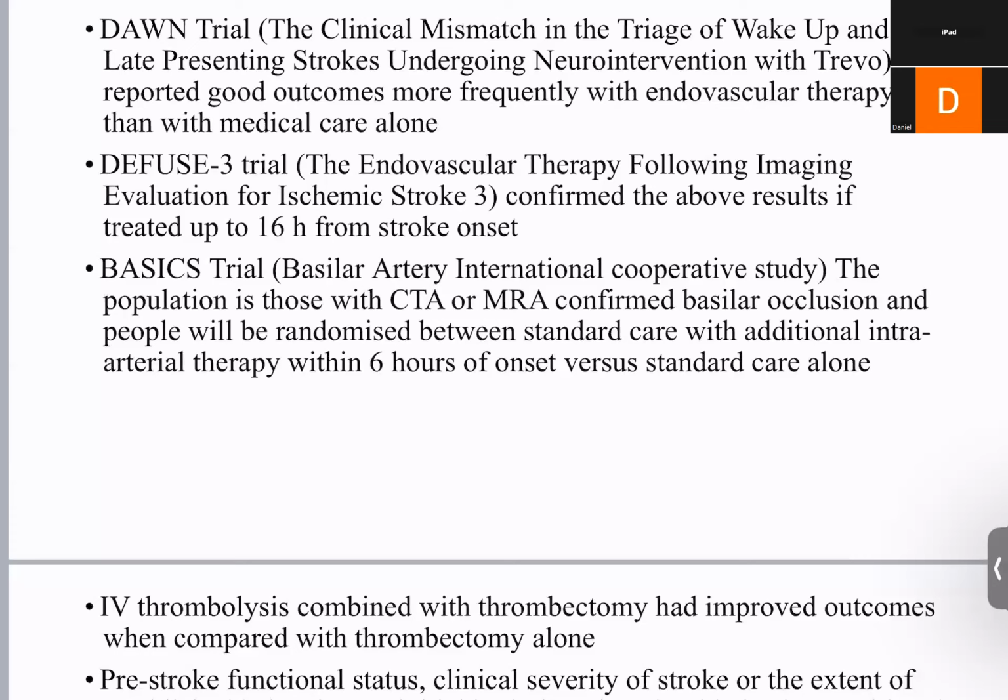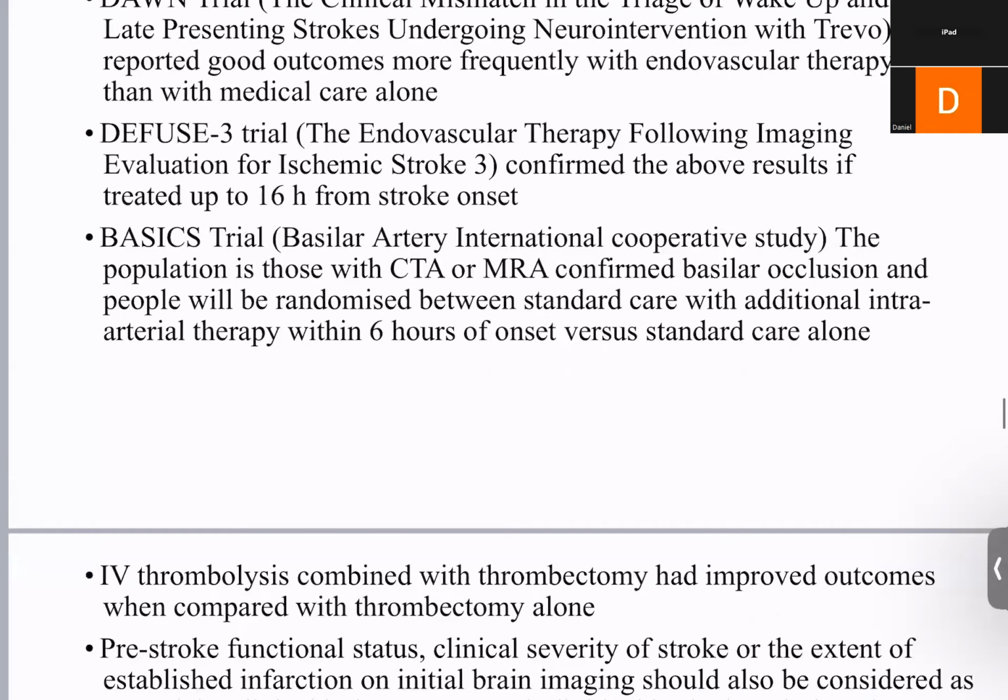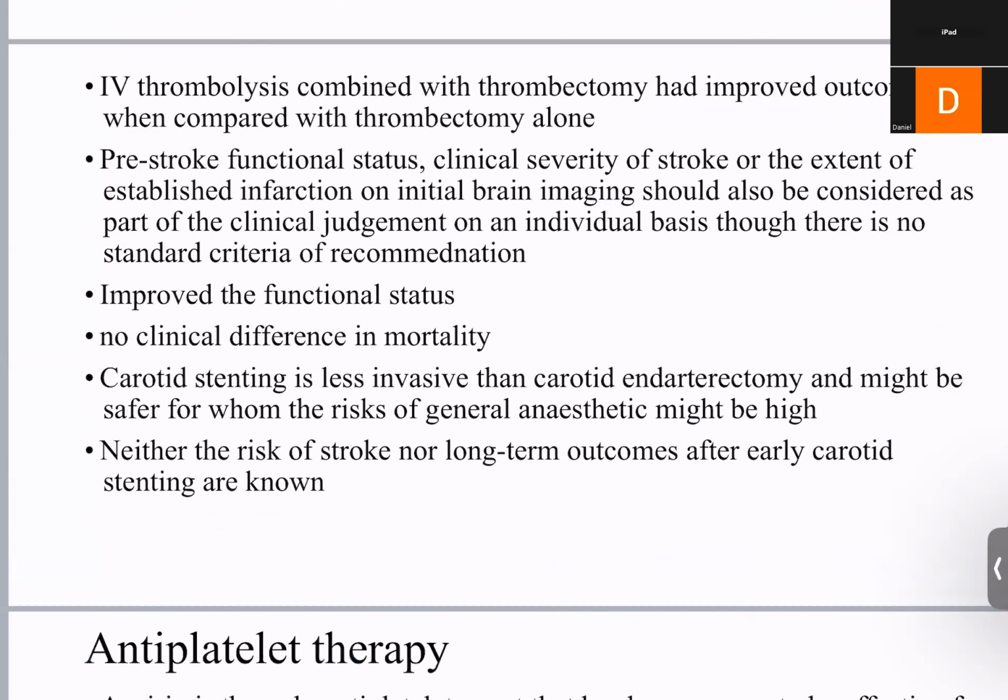DEFUSE 3 trial, the endovascular therapy following imaging evaluation for ischemic stroke 3, confirmed the results of good outcome if treated up to 16 hours from the stroke onset. Then we have BASICS, the Basilar Artery International Cooperation Study. In confirmed basilar occlusion, people were randomized to standard care with or without additional intra-arterial therapy within 6 hours of onset. The results were good. IV thrombolysis combined with thrombectomy has improved outcomes when compared with thrombectomy alone.